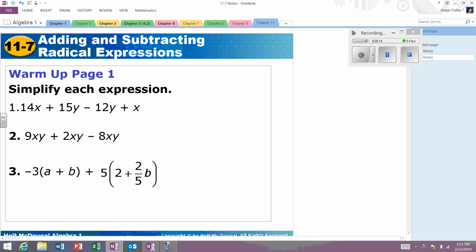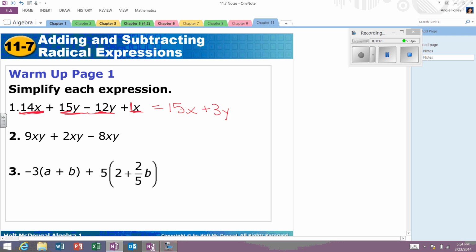So basically that means we're going to combine anything that's a like term. Remember, we can only combine things that have the same variable and the same power on that variable. So this 14x and this x can be combined, which makes 15x. Remember, you're adding the numbers that are out in front. And then this 15y and this negative 12y can be combined. 15 minus 12 makes a positive 3, and we need to keep the y with it.